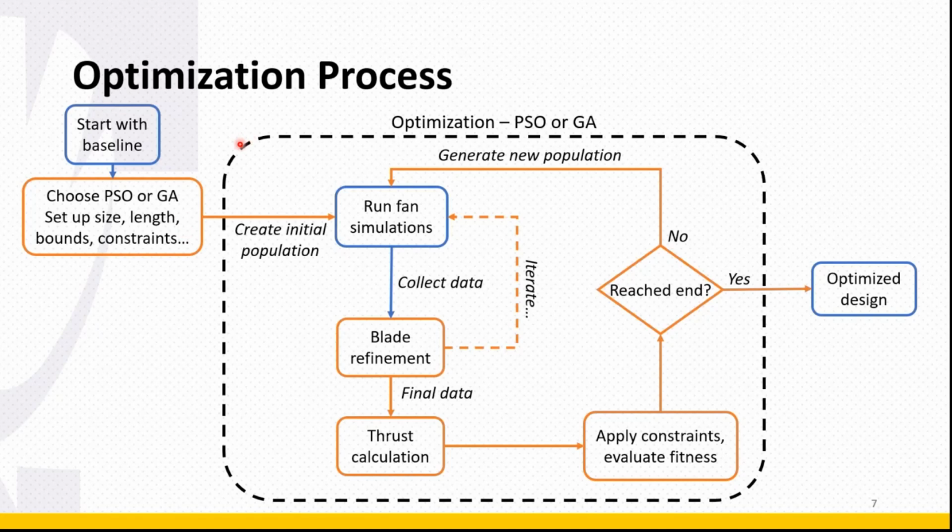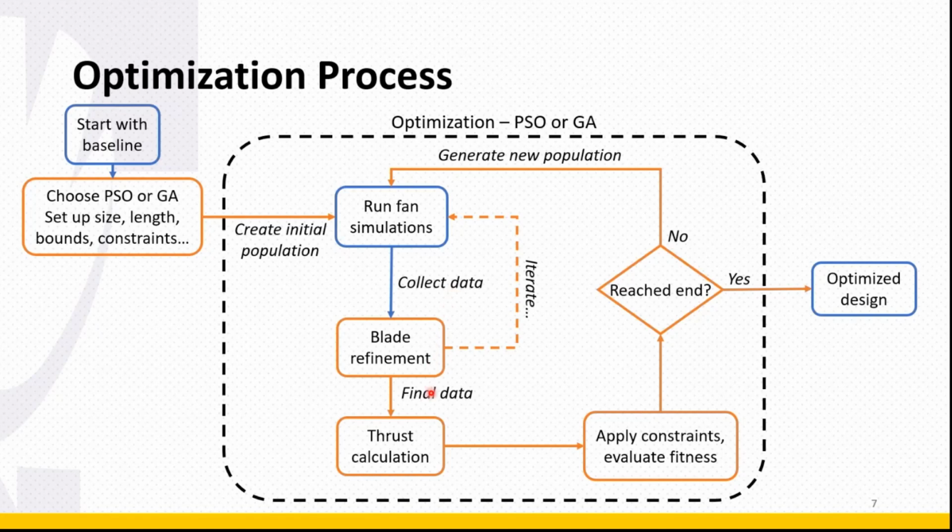And then we move into this black dotted box here, which is the main optimization loop. Within that, the initial population is created, and then that gets moved over into AxSTREAM, where the fan simulations are run for every one of those particles or every one of those individuals. That data is then collected from AxSTREAM, moved back into MATLAB to run a blade refinement script. This just iteratively runs AxSTREAM and runs that refinement script in an attempt to minimize the incidence angles and deviation angles from the blade, just to try to get as smooth a flow path as possible.